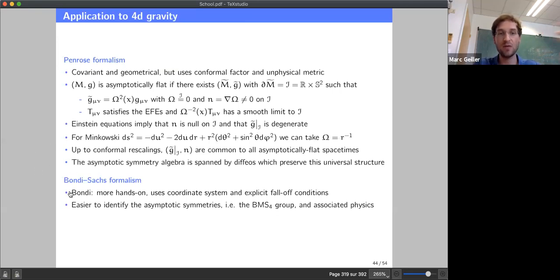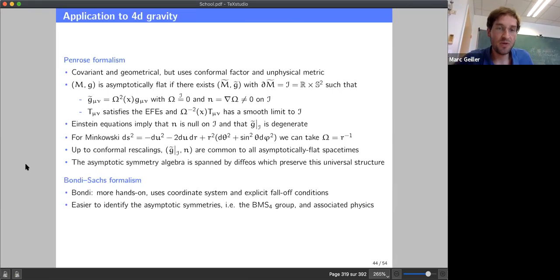And this we can do using the so-called Bondi-Sachs formalism. So this is already what we used in 3D, the 3D Bondi-Sachs formalism. Now we can just generalize this to 4D, and I just want to spend a few minutes highlighting the differences between 3D and 4D. Yes, so we should have enough time to do this.